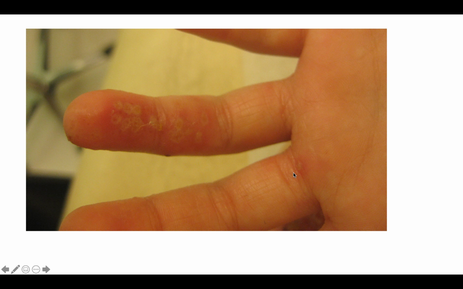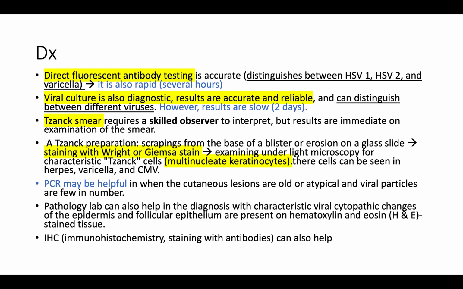So yes, this may be another. This is not eczema herpeticum. This is just whitlow. I think I'm going to talk about it further on, inshallah. So how do you diagnose? How do you know whether this is HSV or not? You want to know.